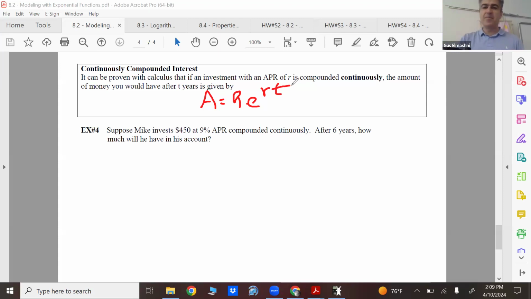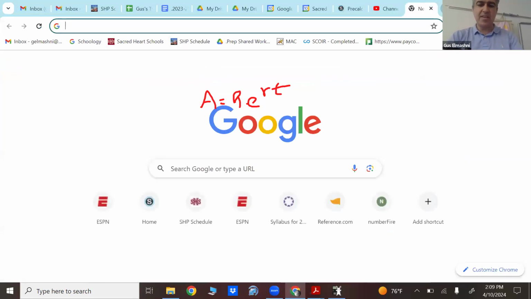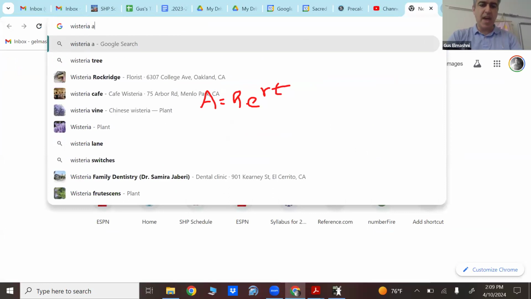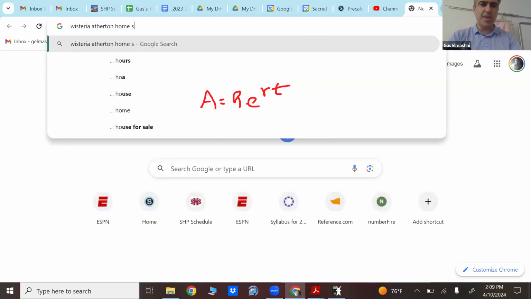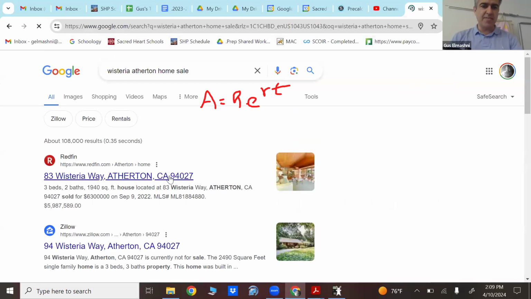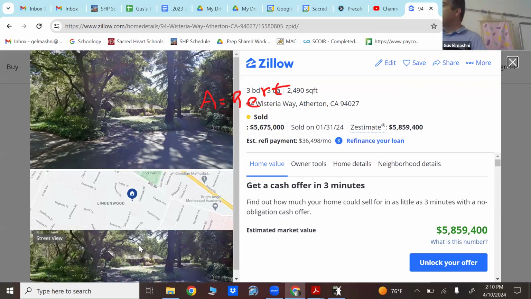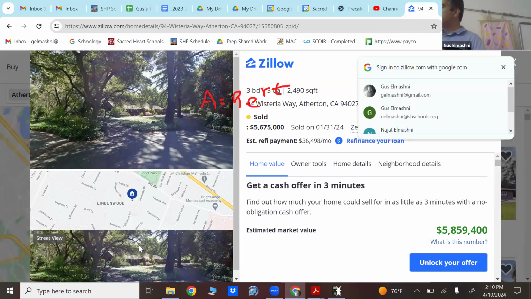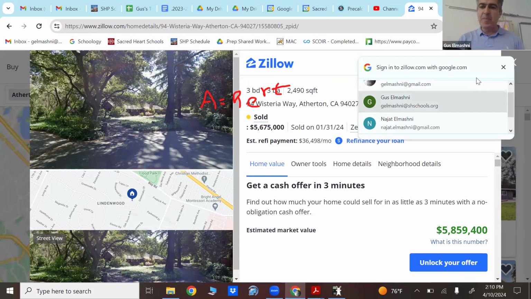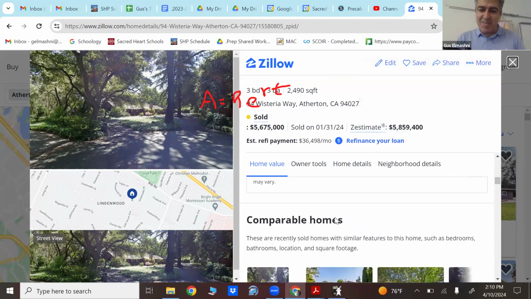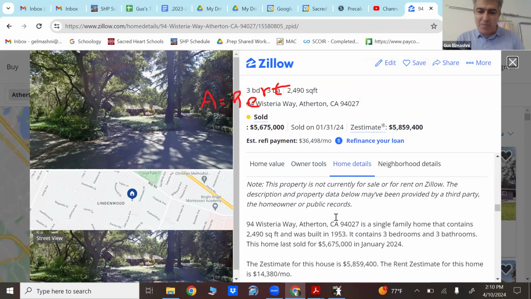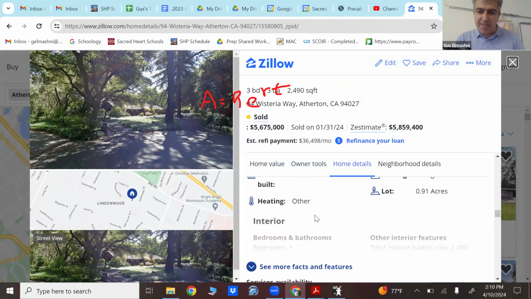As I explained, actually, I think it was Wisteria, Atherton, home sale. Yeah, there it is. So this is a Sacred Heart teacher. She taught world civilization. She retired in 2012. She died last year. She was 90 years old. Actually, Dr. Wickham had her as a teacher, and she was a close family friend of ours. So when did she buy this house? It was built in 1953.